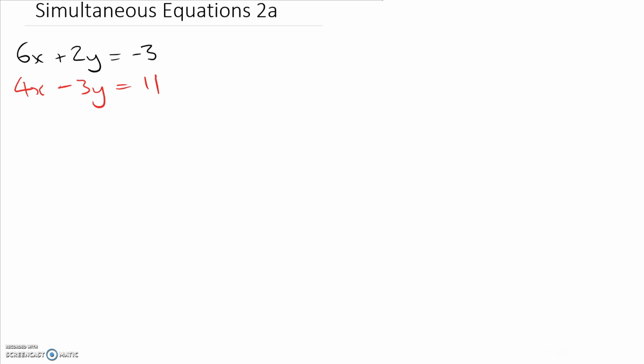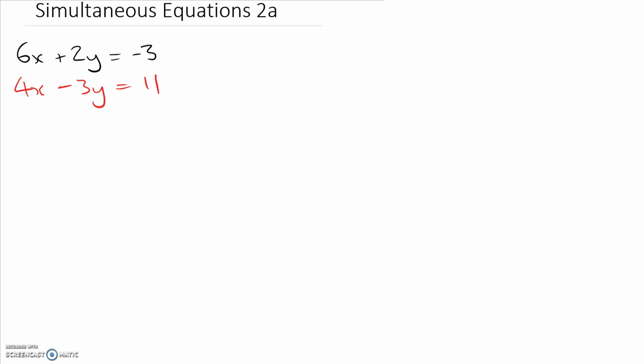Right, well, last time, if you remember, we were trying to get some coefficients the same. Trying to get this 6 the same as this 4, and the 2 the same as this 3. But this time it's a bit more tricky. You might be thinking, whoa, 4 into 6, no, 2 into 3, my head's going to explode. The key thing here is we're going to have to do something to both equations.